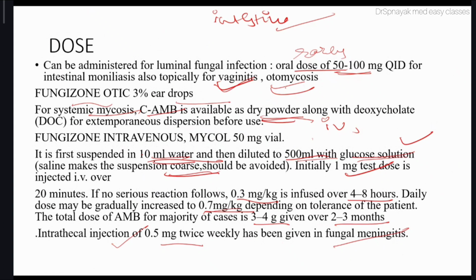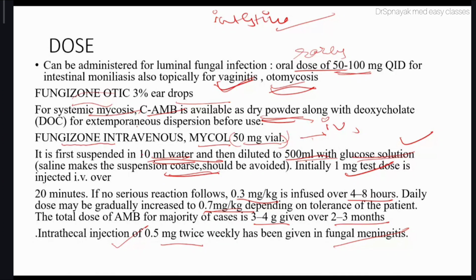It is available in tubes, and it is also available as ear drops for otomycosis ear infections, Fungizone Otic 3% ear drops. For the intravenous preparation, we have Fungizone intravenous, with the brand name Mycol, in a 50 mg vial. In that we have dry powder of amphotericin B made with sodium deoxycholate. It is a conventional preparation.